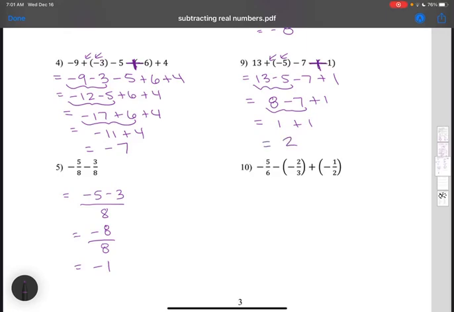All right, number 10. Looks like we have quite a bit more going on with this one. Okay, so I have the minus and minus is a big plus here. A plus, a minus is really just a minus.